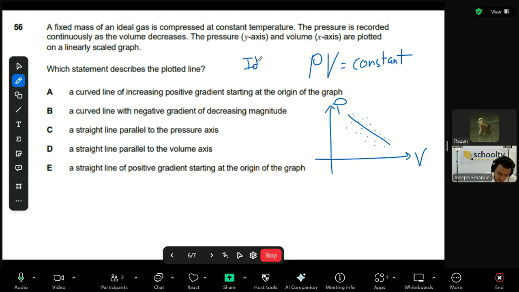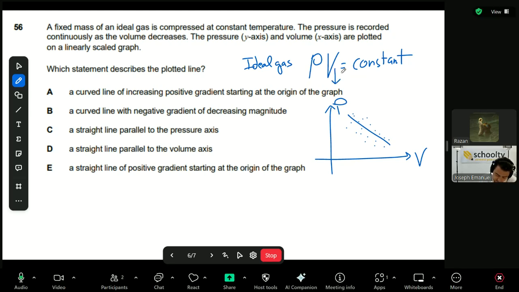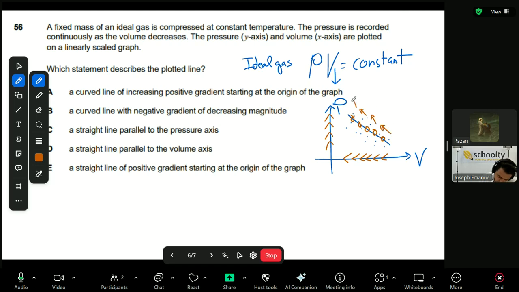Anyway, this is an ideal gas equation. They said the volume is decreasing, which means the pressure is increasing. The pressure is recorded continuously as the volume decreases. Not important, because the scattering can also show to the left. If the volume is decreasing, the pressure is increasing, so the points are going up. It's not important because the graph will show the same. Anyway, which statement describes the plotted lines?